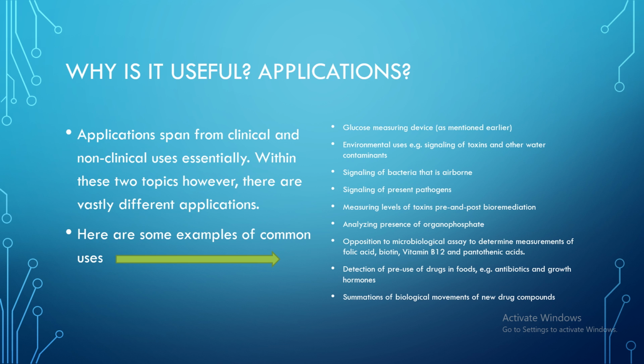Why is it useful? Applications span from clinical and non-clinical uses essentially. Within these two types, however, there are vastly different applications. Here are some examples of common uses. Glucose measuring devices, for example, environmental uses such as the signaling of toxins and other water contaminants, the signaling of bacteria that is airborne, signaling of present pathogens, and others.